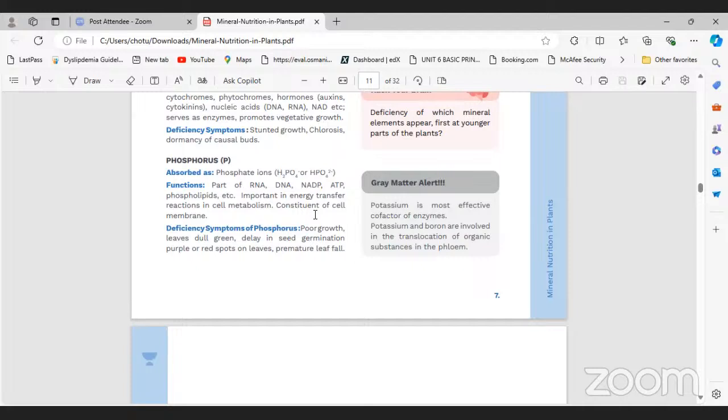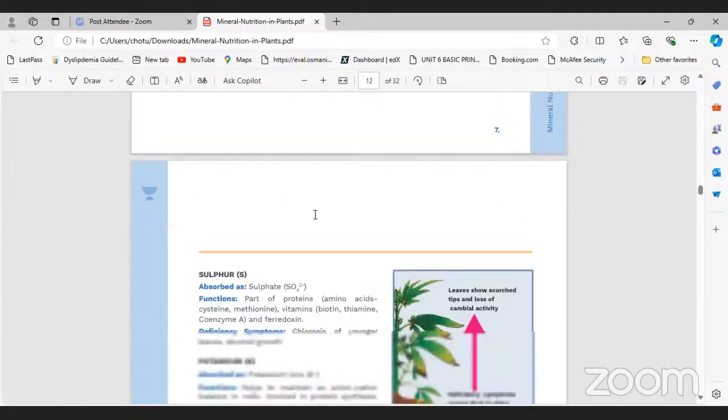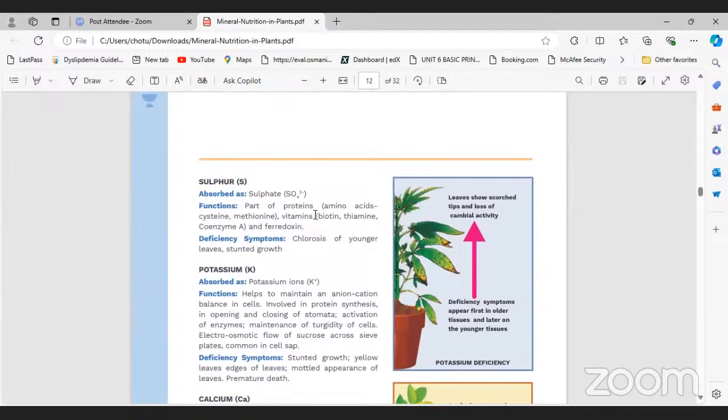The leaves become dark blue-green in color. Brown necrotic areas develop on leaves and petioles. The growth of root and shoot is extremely restricted. Branching is sparse. Flowering is also delayed. This is the leaf fall, purple spots, red color spots on the leaves. This is phosphorus. Coming to the third one, sulfur.